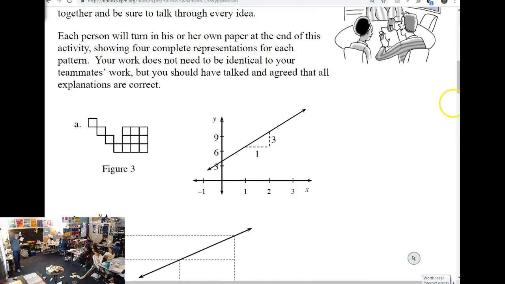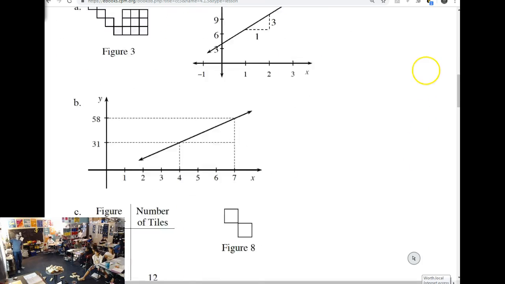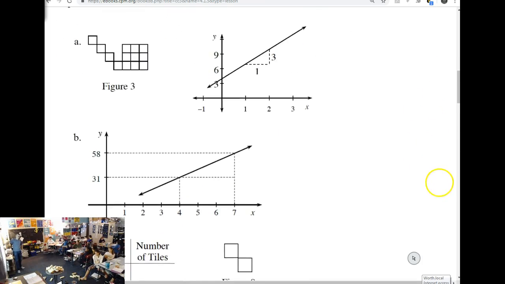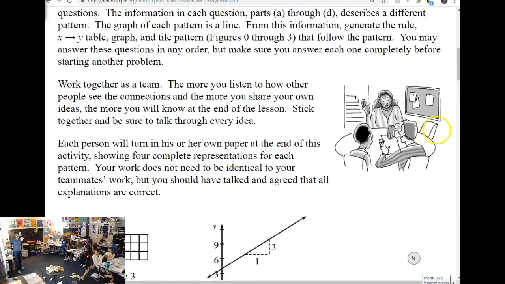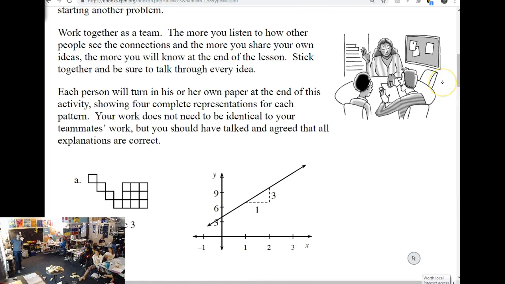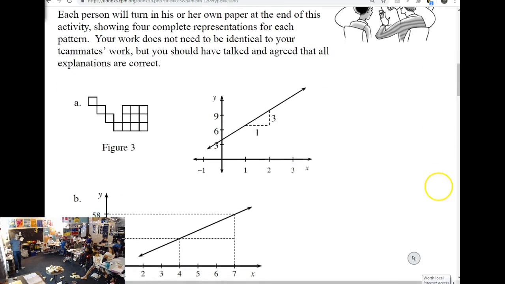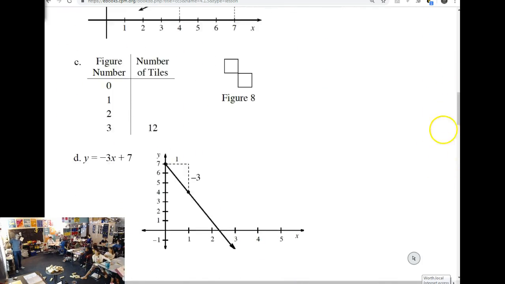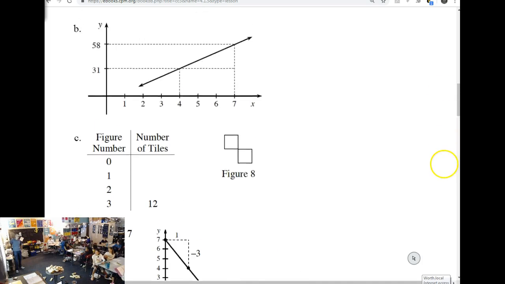So we have a couple different representations here. We want to check, is this right? Right? So we have A, B, C. We want to try to figure out, double check our objective. We want to try to figure out all 4 representations of these situations. So A gives you 2 of them, and we only have to do 2 more. So let's do A together. Then I'm going to have you guys do B and C and D on your own, with your teams.